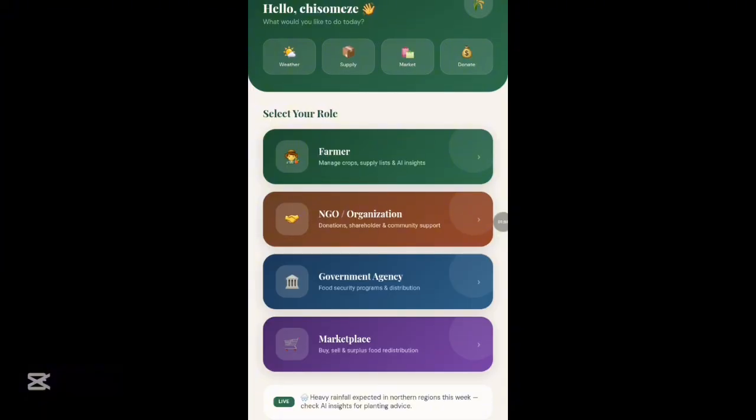Then the supply. As a farmer, you are a supplier. So when people give you their demand, you supply them. That's the part where you go to supply people.